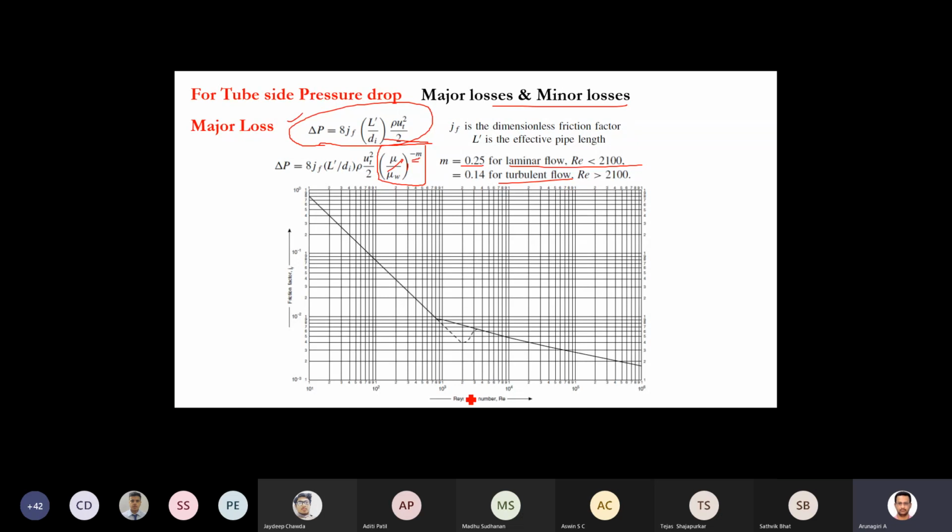So you have Reynolds number and friction factor. You can calculate jf from the chart also and substitute here. L dash is the effective length. Effective length means tube length minus 2 times the tube sheet thickness, because we are inserting the tubes in the tube sheet, so that portion we have to subtract. Normally some people will not use it, because the tube sheet thickness is very small, so it is not necessary to correct your length. Otherwise you have to go for effective length. This is tube ID, then rho ut square by 2, so that you can calculate the delta P. This is for major loss.